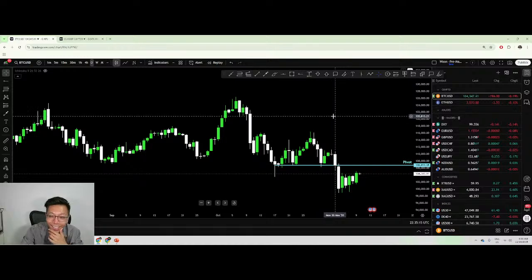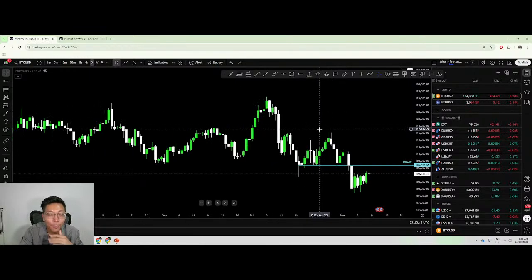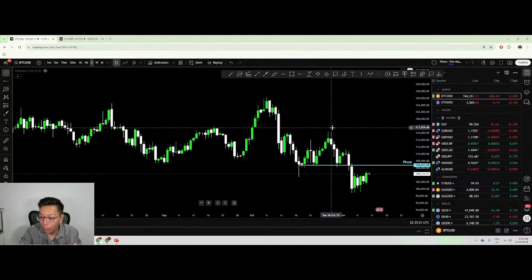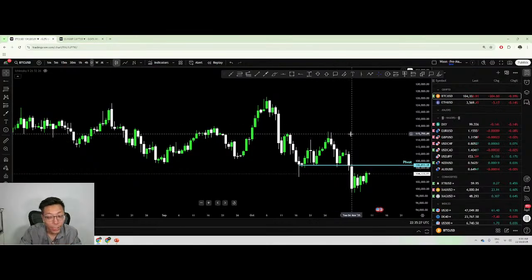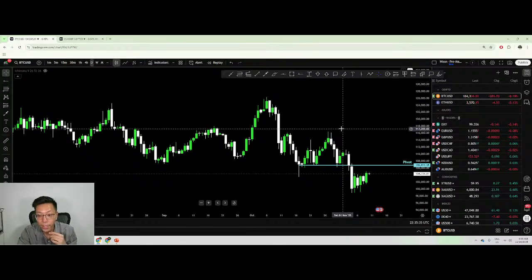Yeah, GBP JPY. But right now it doesn't really go the way that I want it to. I don't really like it as of right now, but I used to really like USD JPY and GBP JPY. Yeah, those are my favorite pairs.